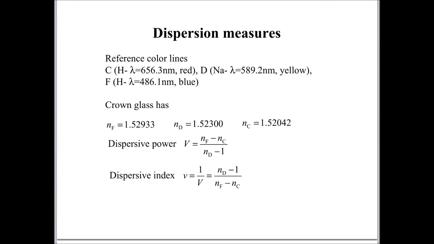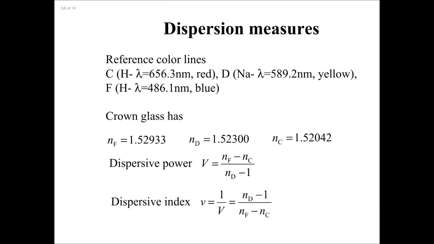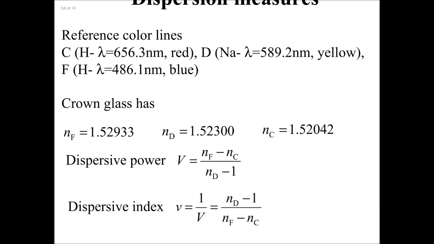First, we define 3 primary color lines, or 3 reference color lines, one for the red around 600 nanometers, one for the yellow around 500 nanometers, and for the blue around 400. Now we look at the refractive indices that crown glass has, and why crown glass is because it's one of the most common and traditionally or historically important glass types or materials out of which prisms were constructed.